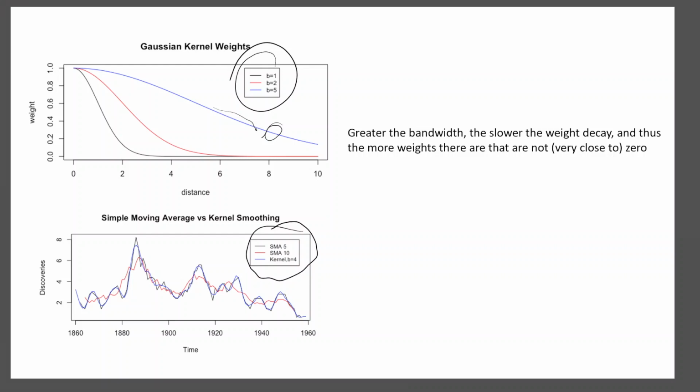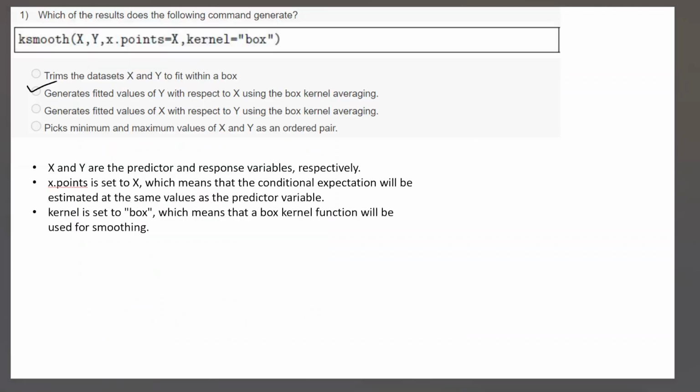Let's move on to the problems. Which of the results does the following command get right? ksmooth(x, y, x.points = x, kernel = "box"). It generates better values of Y with respect to X using the box kernel average. So that is the actual thing happening here. It generates a better value.